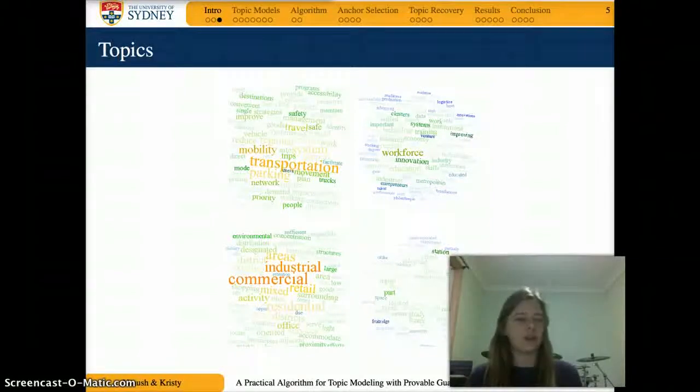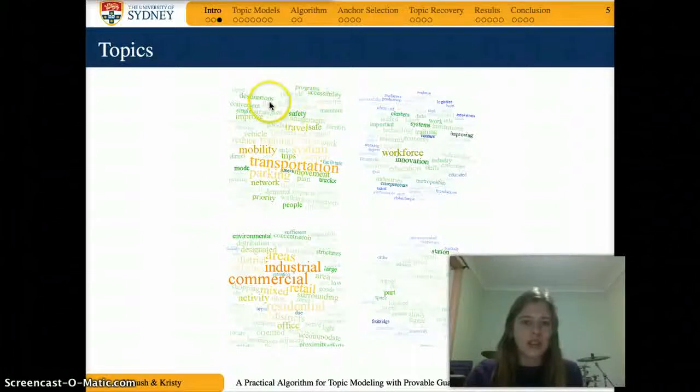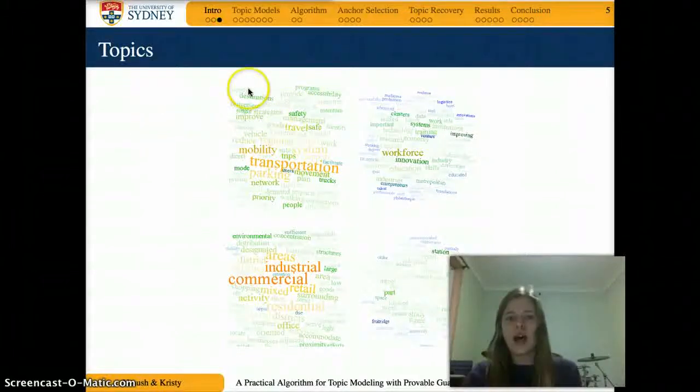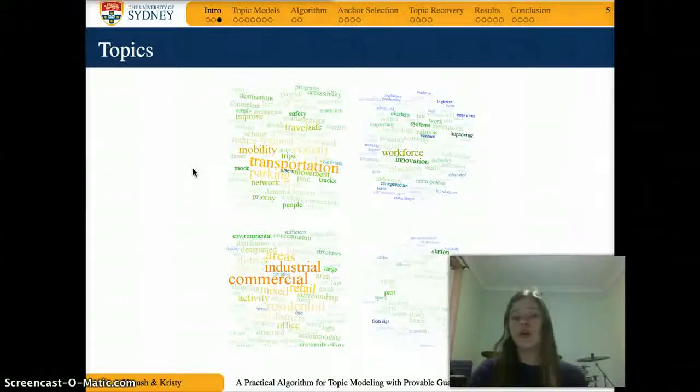They're kind of abstract. So for example, this might represent a topic, and we can kind of get an idea about what the topic's about. We've got transportation, parking, mobility, and to a lesser extent there's things like accessibility and destinations and safety. So you can kind of, from these words, work out what all these documents are about. But it's really hard to define it.